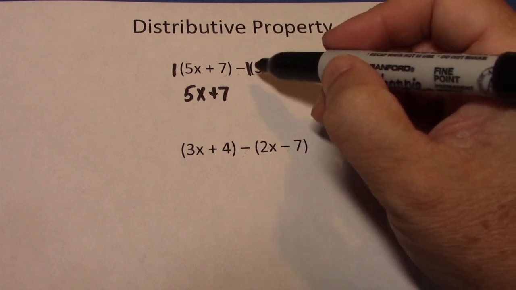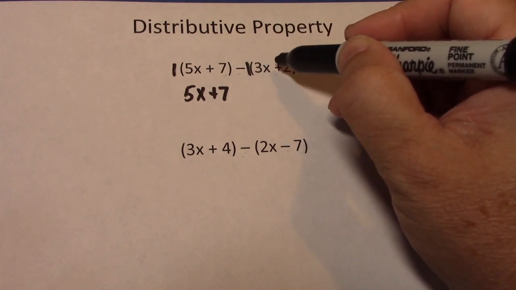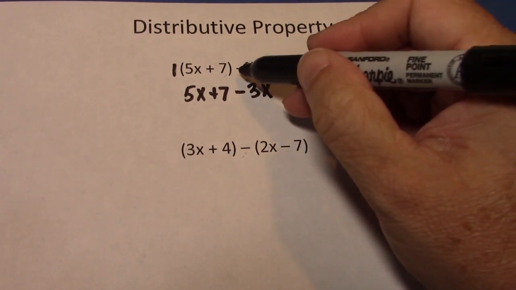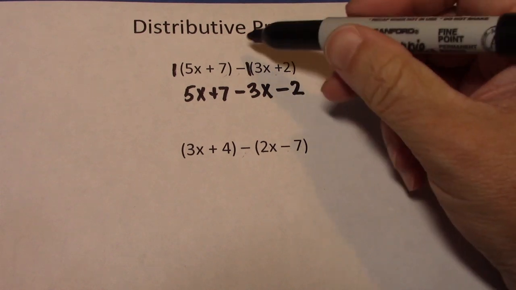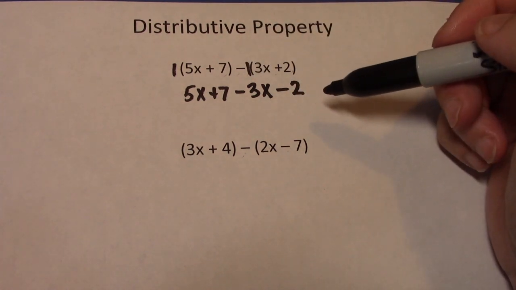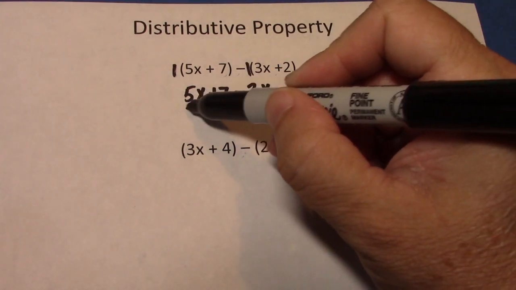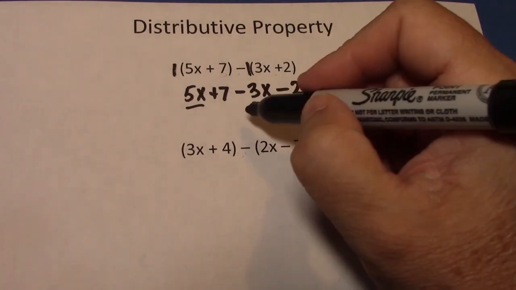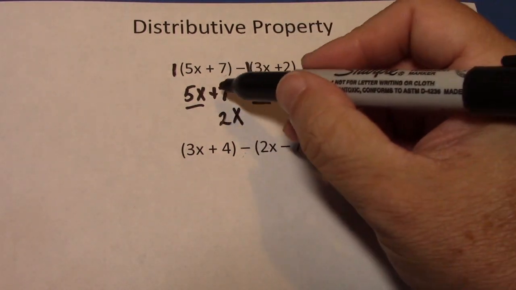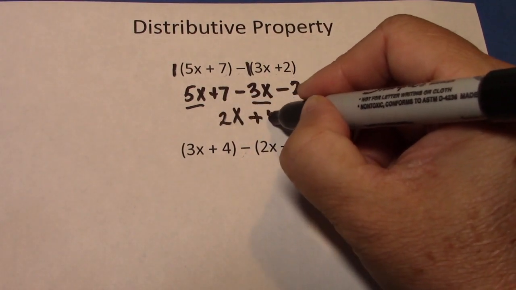But now I need to remember that I'm multiplying this by negative 1 before I can drop the parentheses. So this is negative 3x and negative 2. I'm multiplying negative 1 times both terms. That's so that I can drop the parentheses. And once I have dropped the parentheses, I can see that I've got some like terms. 5x minus 3x is 2x, and plus 7 minus 2 is plus 5.